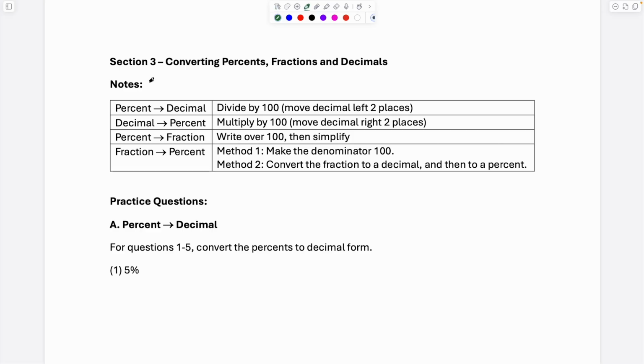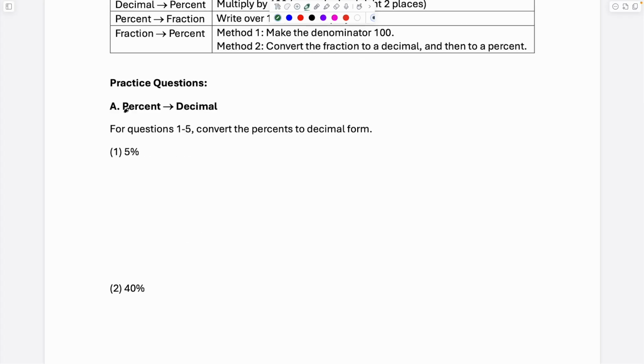And now in section 3, we're going to be converting percents, fractions, and decimals. And the notes for this section here tell you how to convert from percent to decimal, decimal to percent, percent to fraction, and from fraction to percent. For the first set of practice questions in part A, we're going to go from percent to decimal form. And that's for questions 1 through 5. Once again, we are converting the percents to decimal form.